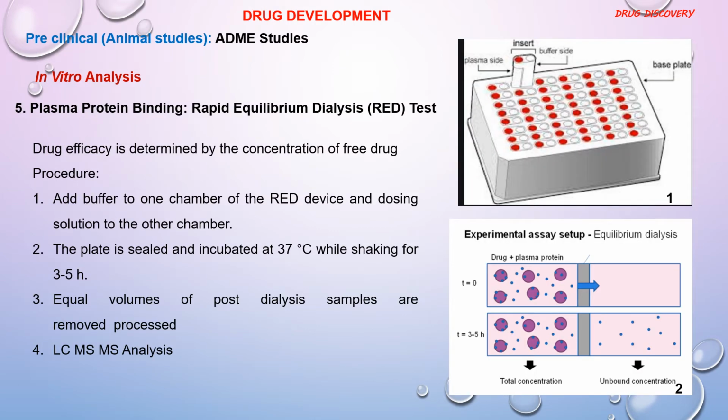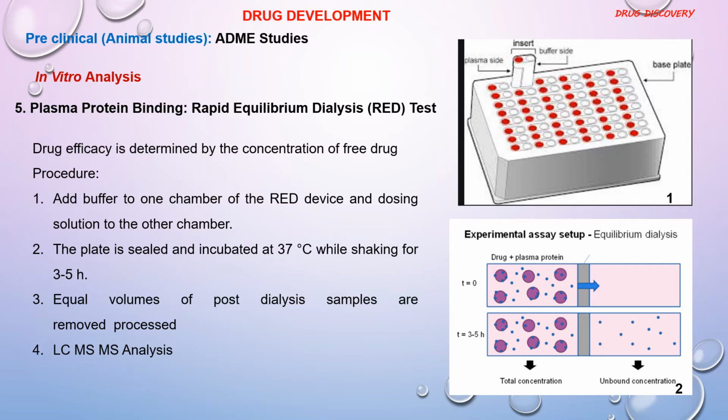Plasma protein binding assay. The efficacy of a drug is determined by the concentration of the drug in the plasma. The drug bound to the plasma protein is unavailable for absorption. The plasma protein binding property of the lead molecule is estimated by rapid equilibrium dialysis (RED). The dialysis plate is prepared by adding buffer to one chamber of the RED device, that is the blank, and the lead molecule with different concentrations or dosages solution in the other chamber.